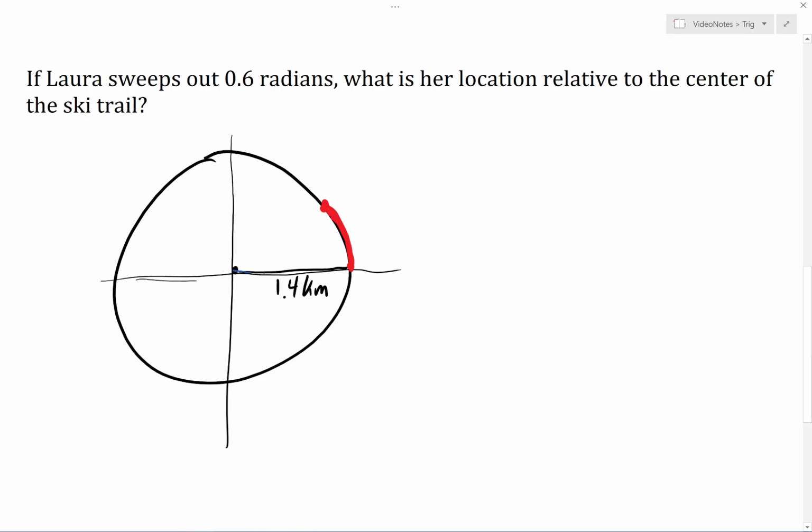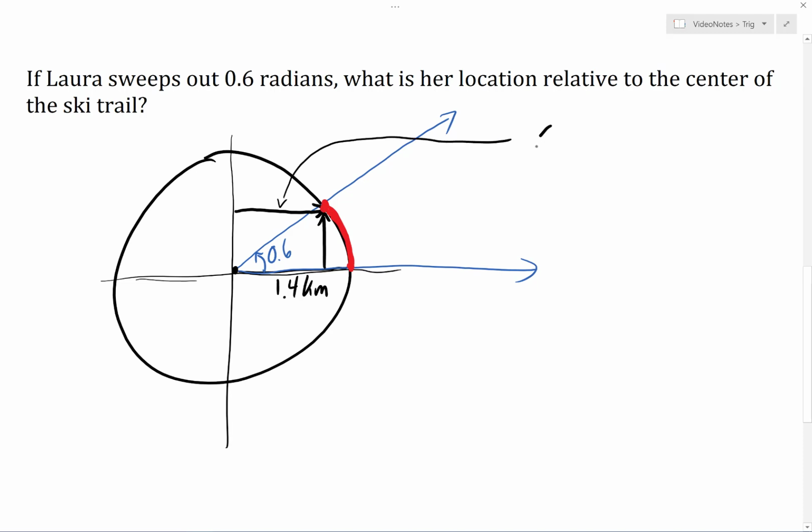So we imagine an angle here, and we'll draw that in. So initial ray at 3 o'clock, and then our terminal ray passing through Laura's final location. We know that this angle has a measure of 0.6 radians. What we want to know is, what is Laura's location relative to that center point? We know that Laura is some distance to the right of the center of the ski trail and some distance above the center of the ski trail. And her distance to the right of the center of the ski trail, we know, is cosine of 0.6 radians.